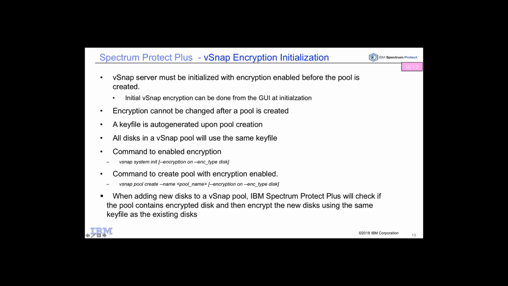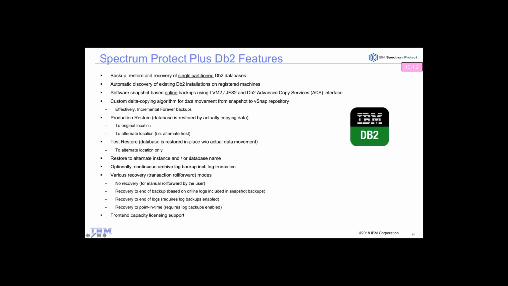I put on here that sometimes it can be useful to manipulate VSnap storage through the Spectrum Protect Plus command line, and there is a set of VSnap commands for doing that. Here you see a couple of the VSnap commands to create a pool with encryption enabled, or to enable encryption during initialization.